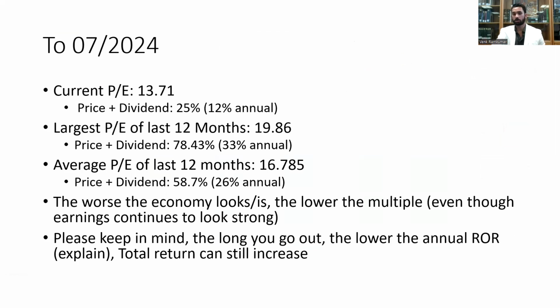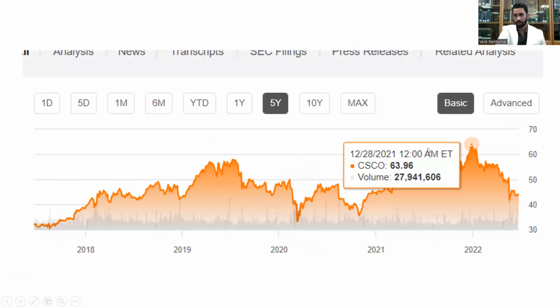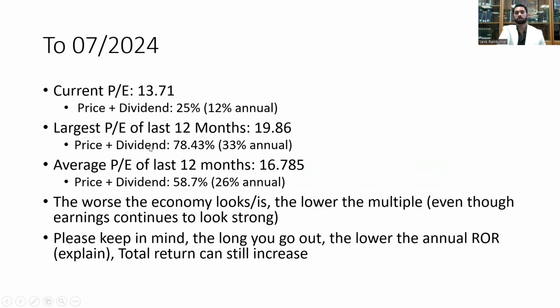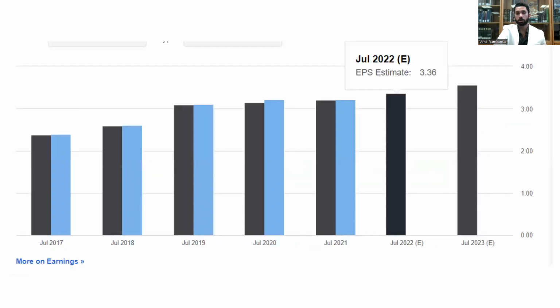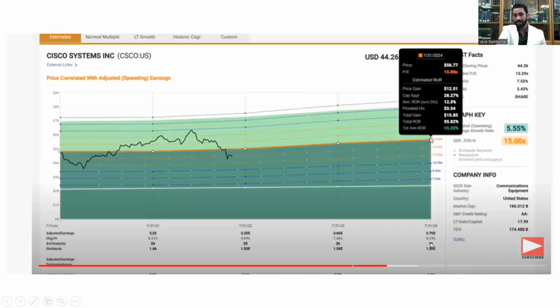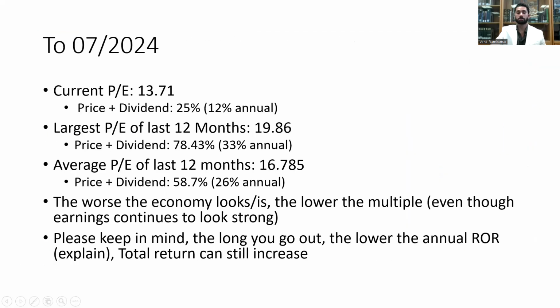At the price of $63, right here, 63.96 that it hit December 28th, 2021. If you take the 19.86 PE and extrapolate out 2 years based off of the earnings in 2 years, because the company is going to earn $3.79. Now it's an increase of 5.14%. So the price also has to expand, which means that now you're looking at a total return of 78.43%, or 33% annual rate of return. Okay. Now, if you take the average PE, it's going to be a 26% annual rate of return.